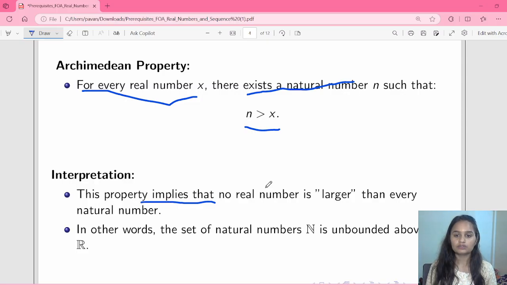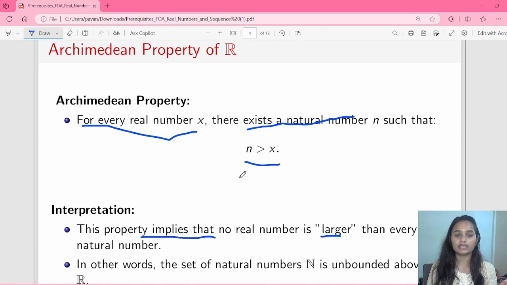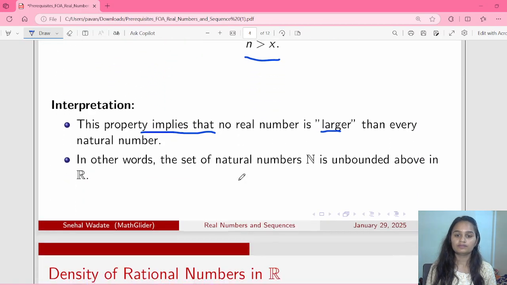Okay. So this property implies that no real number exists larger than every natural number. Like for every real number you get a larger natural number. That means natural numbers are not bounded. We can prove that natural numbers are not bounded by the Archimedean property. That's what is written here, that natural numbers are unbounded above.